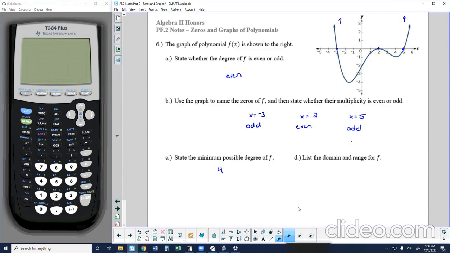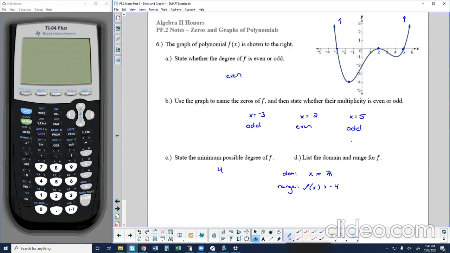Then in D, it says to list the domain and range. This is a little bit of a review question. Remember, domain refers to all of the x values. So the x values go to the left and to the right forever. The range refers to all of the y or f of x values. In this case, there is a low point on the y. This is roughly negative 4, so f of x or y is greater than negative 4. So that's our domain and our range.